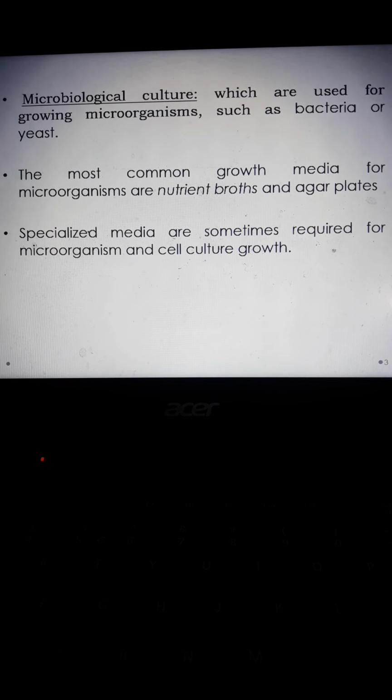So, microbial culture is used for growing microorganisms such as bacteria or yeast. The most common growth media na ginagamit, class, is the nutrient broth and then the agar plate. Nutrient broth, ito yung solution form. Specialized media are sometimes required for microorganisms and cell culture growth. Depende yung specialized sa specific microorganisms based on their growth also.